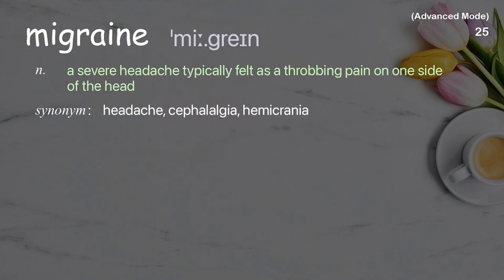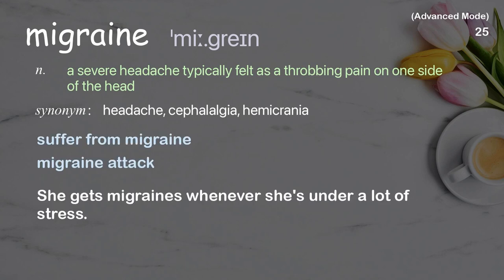Migraine. A severe headache typically felt as a throbbing pain on one side of the head. Examples: suffer from migraine, migraine attack. She gets migraines whenever she's under a lot of stress.